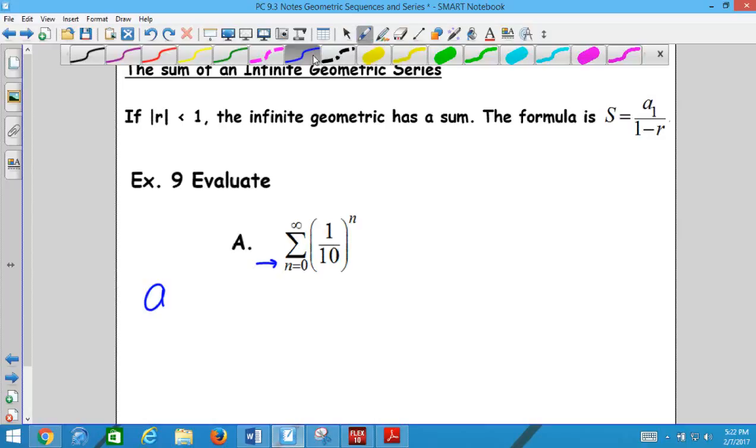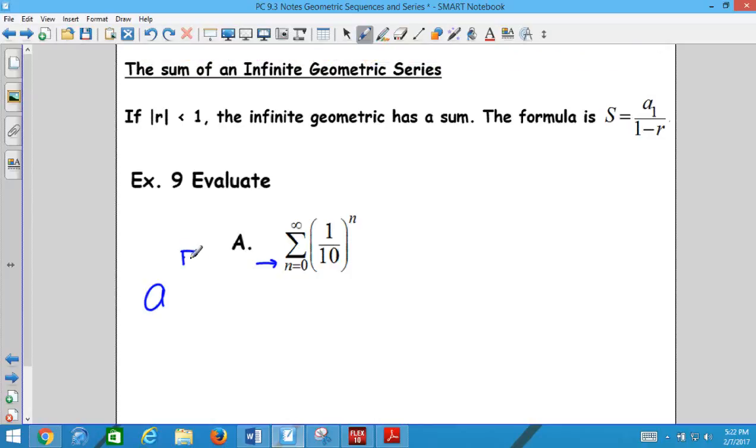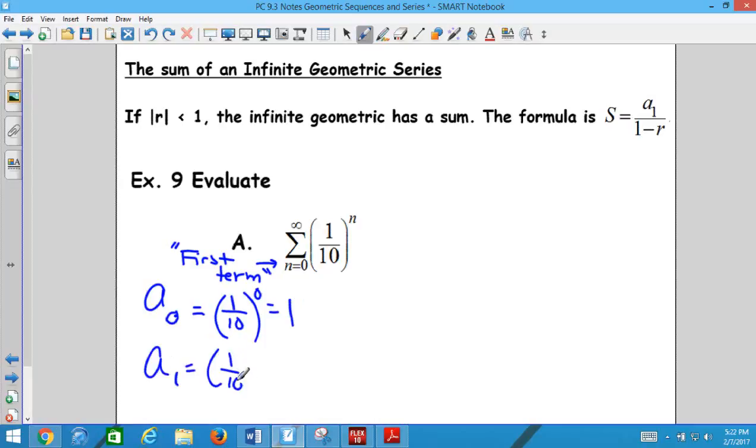Okay, so it doesn't really matter if you start with the 0 term or the 1 term, but we are going to need the 0 term because technically that is the first term, even though it's not a sub 1. It is the first term. So I'm going to go ahead and find a sub 0. I'm going to plug in 0, and I'm going to get 1/10 to the 0, which is 1. Then I'm going to plug in 1. 1/10 to the first. That's 1/10.